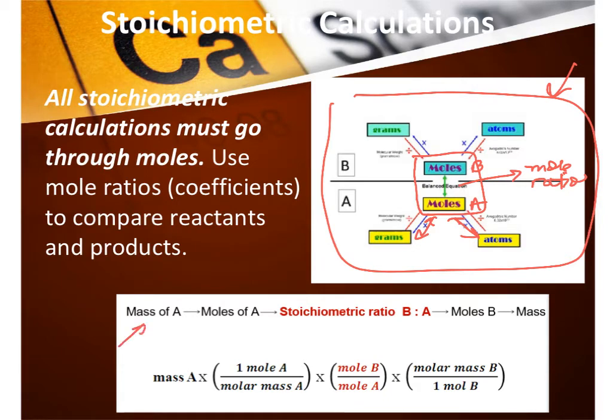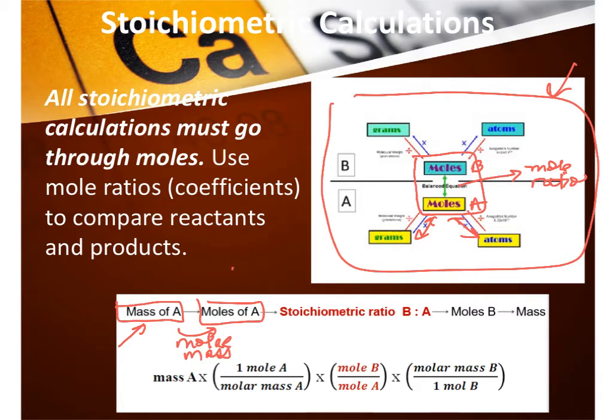Typically in a problem, you're going to be given the mass of some substance in the chemical reaction. Before you can do any calculations, you want to first always convert to moles of that substance. And remember, that's just molar mass. Anytime you see grams or mass in a problem, your conversion factor is molar mass.